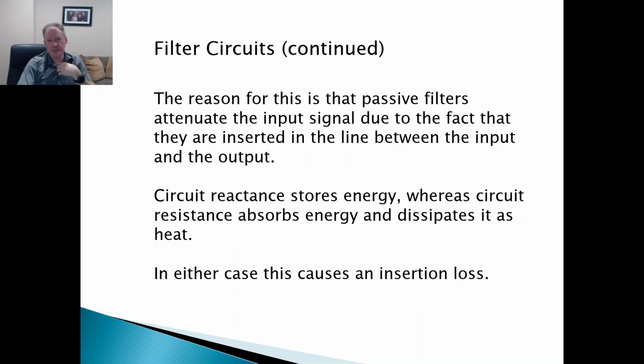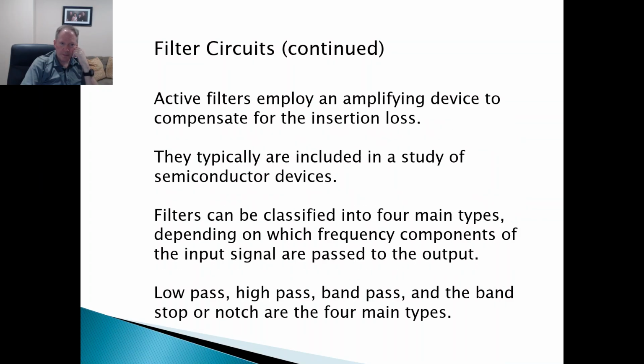Now, the reason for this is that the passive filters attenuate the input signal due to the fact that they are inserted in the line between the input and the output. And this is going to cause a loss. All right? Now, the four types of filters that we're going to look at, and then there is a section on the final exam that will ask you to calculate some of this, is a low pass filter, a high pass filter, a band pass filter, and the band stop or notch filter.